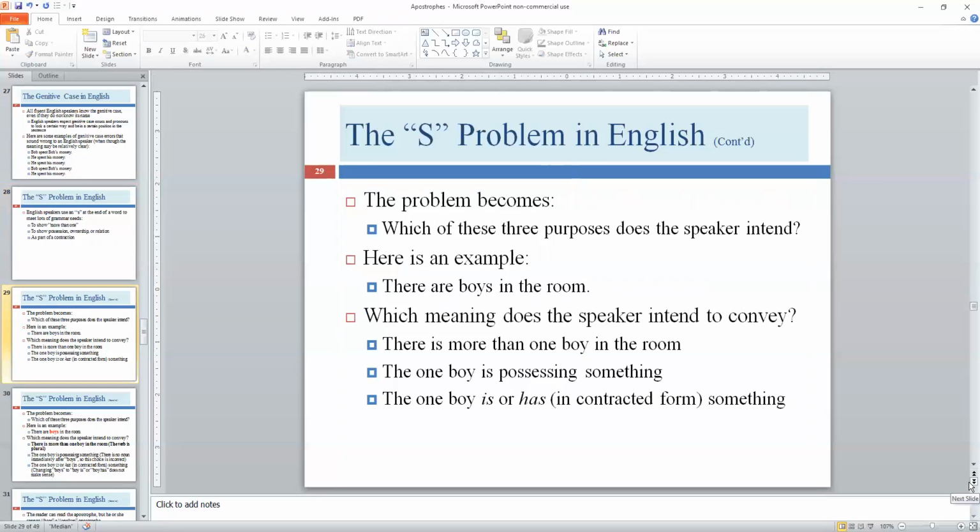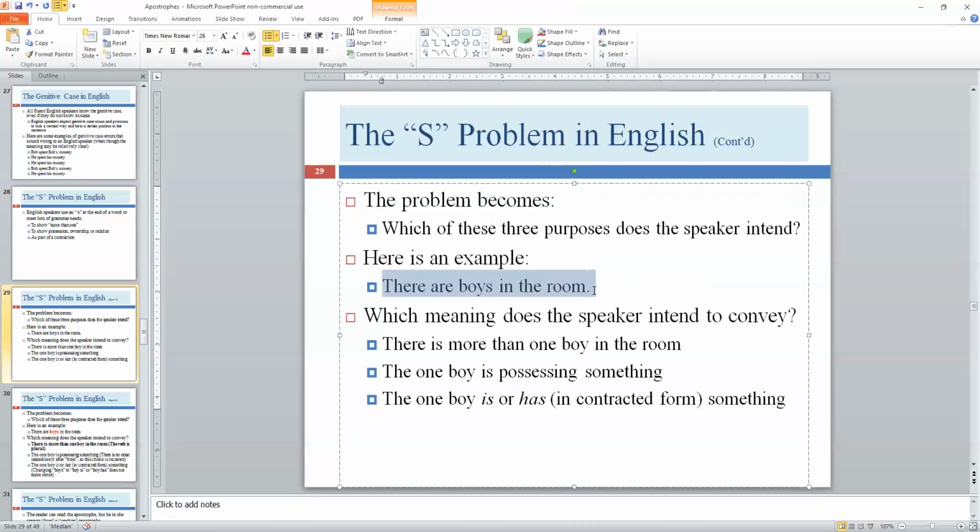Okay, so when we hear that S at the end of the word, we, the listener, or we, the reader, has to figure out what did the speaker, what did the writer intend? Did he intend to communicate this word as plural? Did he intend to communicate this word as in the genitive case? Or did he intend to indicate this word as part of a contraction? Let's look at a sentence here. This is an example. Maybe this is a spoken sentence, maybe this is a written sentence. There are boys in the room. Here are the 3 possible meanings that I, the speaker, or I, the writer, could have.